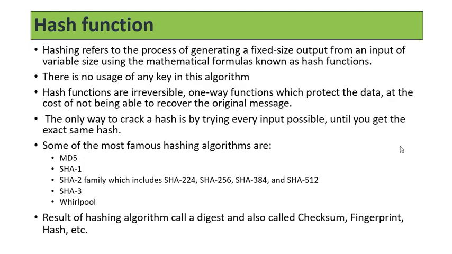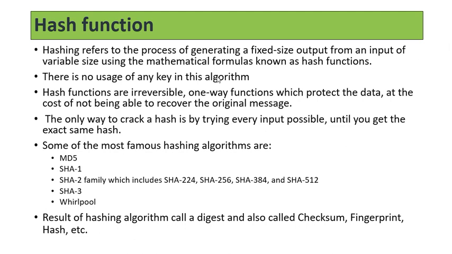Now we will see hash functions. Generally we call it hashing. Hashing refers to the process of generating a fixed-size output from an input of variable size using mathematical formulas known as hash functions. You provide one input value, like an input string, suppose "hello world", and that will be processed with the help of a hash function and converted into some kind of hash value. We will see that in the coming slides. There is no use of any keys in this algorithm.